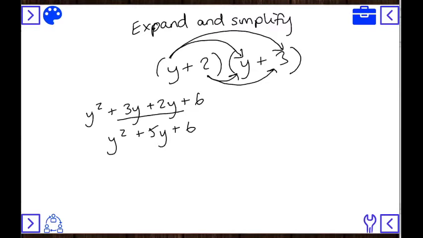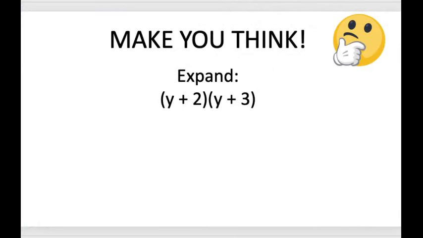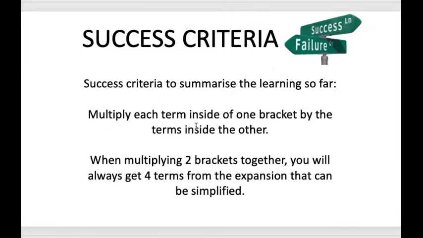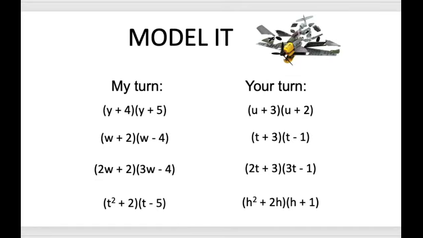So what we need to learn from this is that although we've got our success criteria from yesterday, to multiply each term inside of one bracket by the terms inside of the other, when multiplying two brackets together, you will always get 4 terms from the expansion that can be simplified, especially if it only includes one letter or the same power, a lot like some of the examples we're now going to look at. I'm going to fly through the questions on the left-hand side, and I'm then going to give you an opportunity to have a go with the ones on the right.